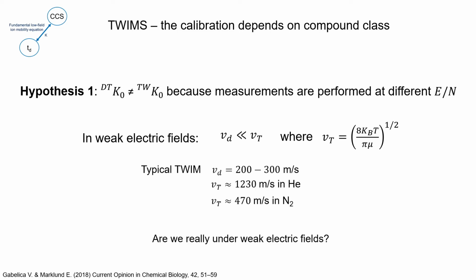At 300 Kelvin in nitrogen, for example, the thermal speed is estimated to be about 450 meters per second, which is quite close to the drift velocity of modern commercial traveling wave systems. So the assumption of working in the low field limit might not be fully satisfied, especially because in traveling wave the field experienced by the ions is constantly changing. Thus, the drift velocity is also constantly changing.